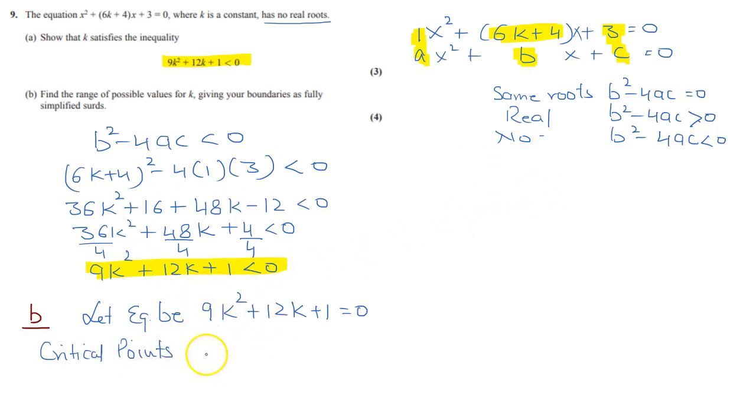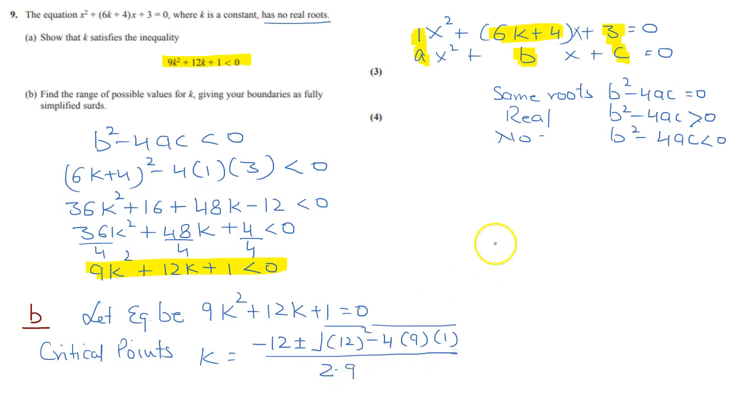So let's use the formula. So k is equal to minus b plus minus root b square minus 4, a is 9 and c is 1, divide by 2a, 2 multiply 9. So k is equal to minus 12 plus minus, this is 144 plus 36 is what? 144 minus 36.